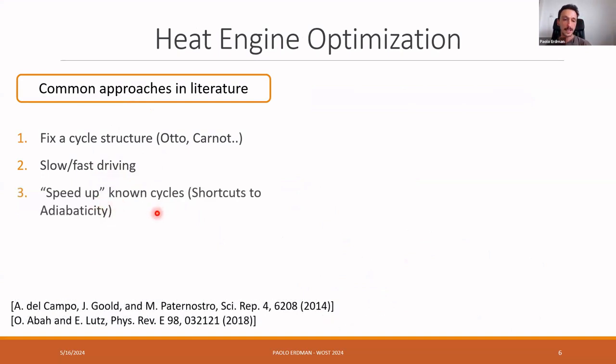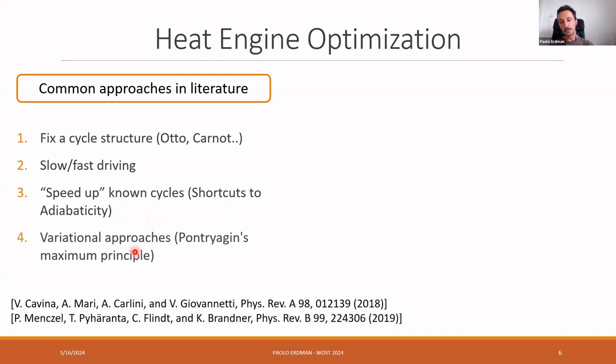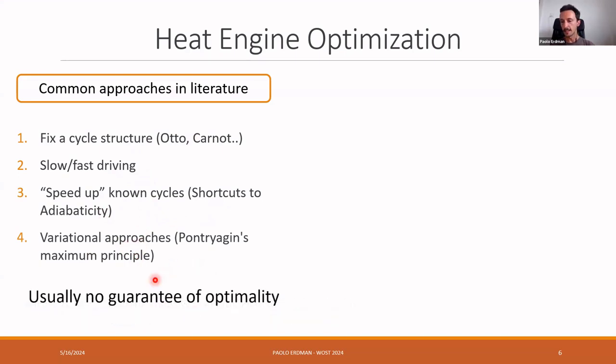Or another approach is to take cycles that work well in the adiabatic regime and to consider them in finite time using, for example, shortcuts to adiabaticity. And also variational approaches have been proposed. But arguably, all of these methods, aside from variational approaches, do not guarantee that we will actually find the optimal cycle.